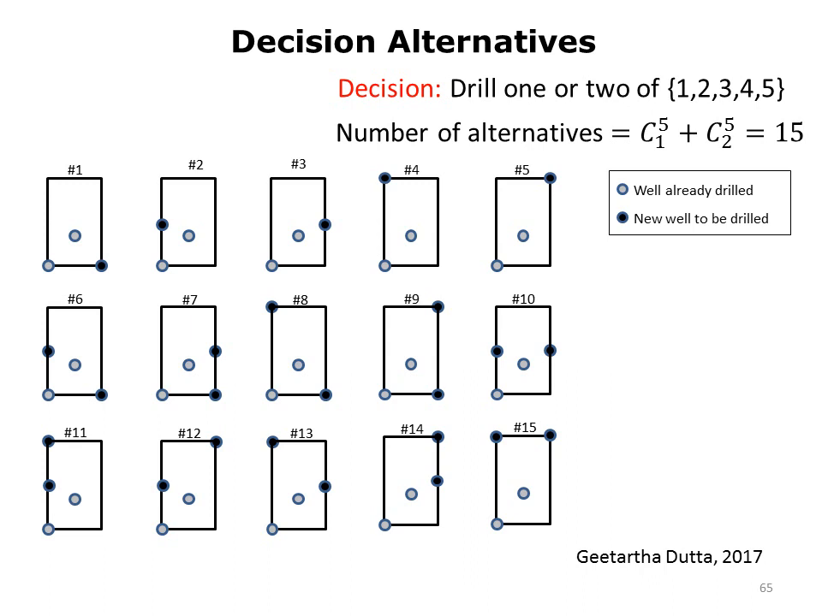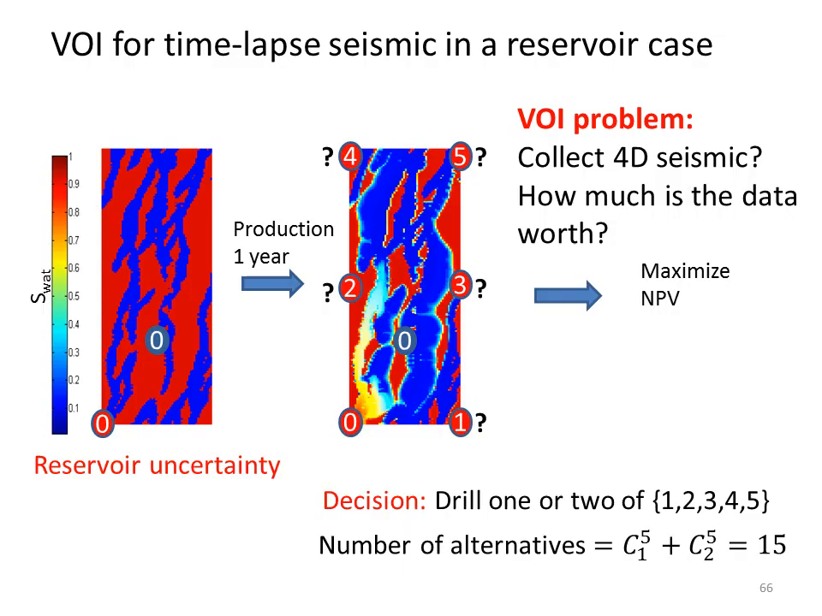So here are the decision alternatives. Gray shows the wells that are already drilled, and the black dots are the possible new wells, possible alternatives. So we have 15 of these possible alternatives. Before we address the decision, we then ask, should we collect 4D seismic data? And will the 4D seismic data tell us something about the underlying reservoir uncertainty?